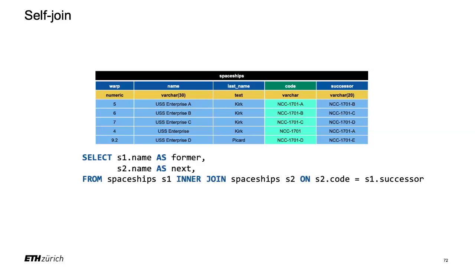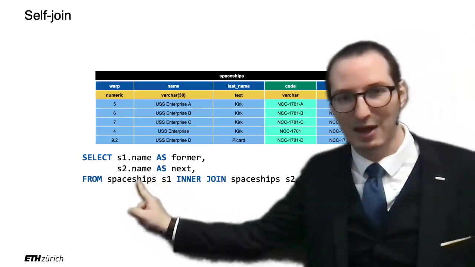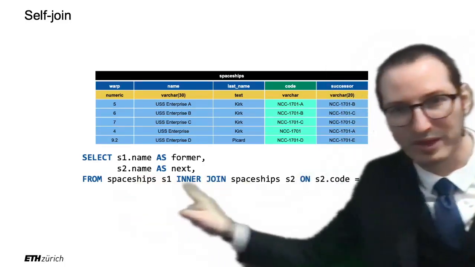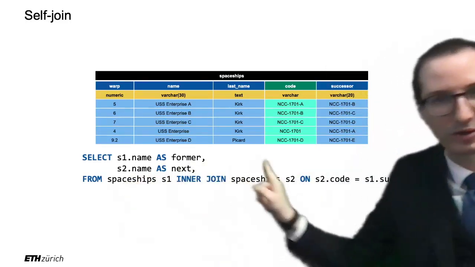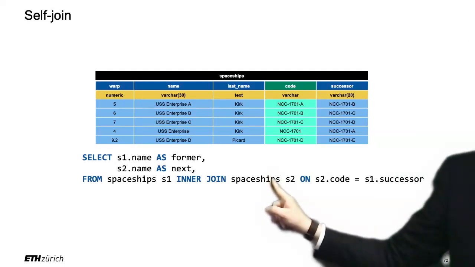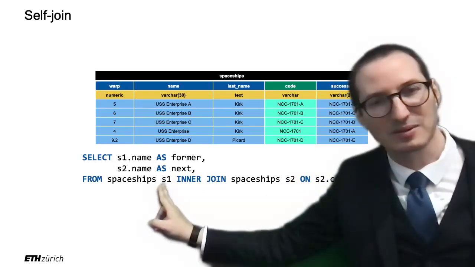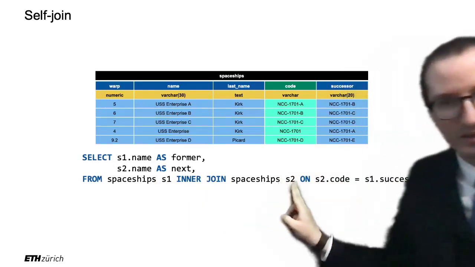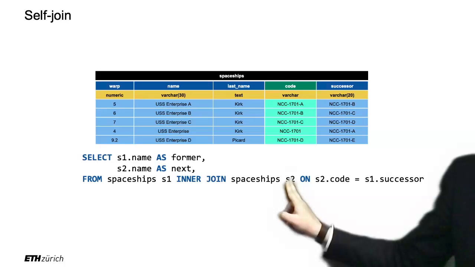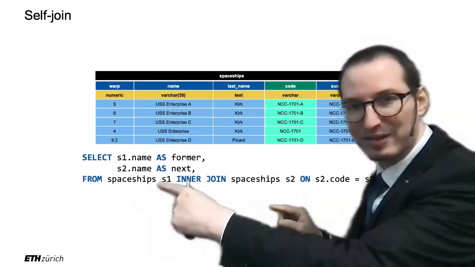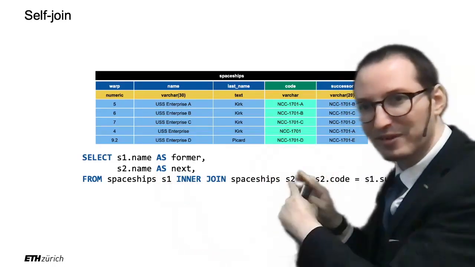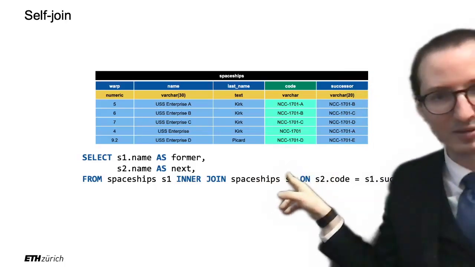Okay. So I'm going to do a self-join. In fact, it doesn't change the way compared to before. The only thing that makes it a self-join is that now I have the same table on both sides, right? Spaceships join spaceships. That's what makes it a self-join. But in order to disambiguate, I do it with aliases. This one, I put an alias of S1, and this one, I put an alias of S2. So I join a table with itself, but S1 is going to refer to the one on the left, and S2 is going to refer to the one on the right, okay?